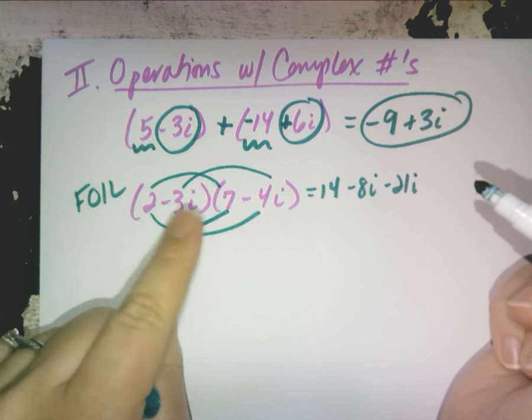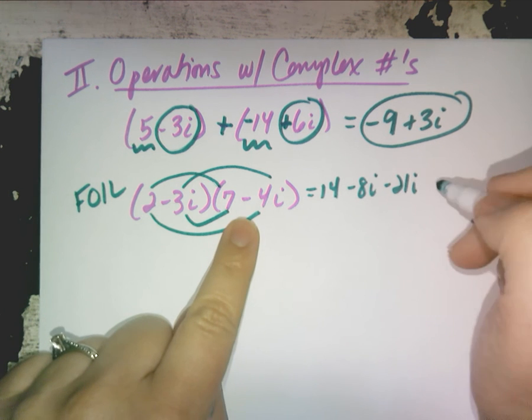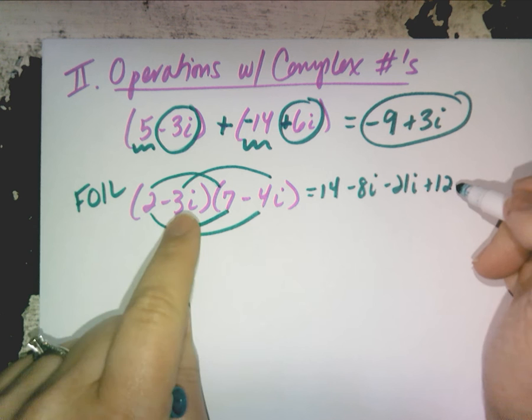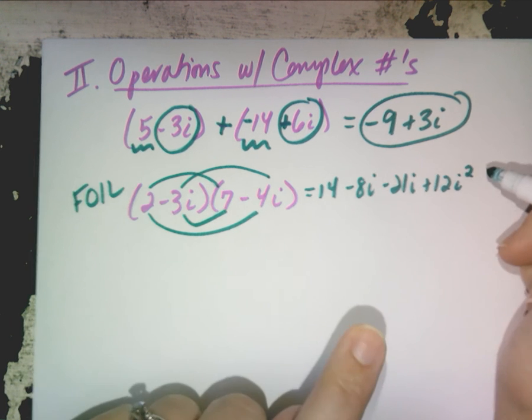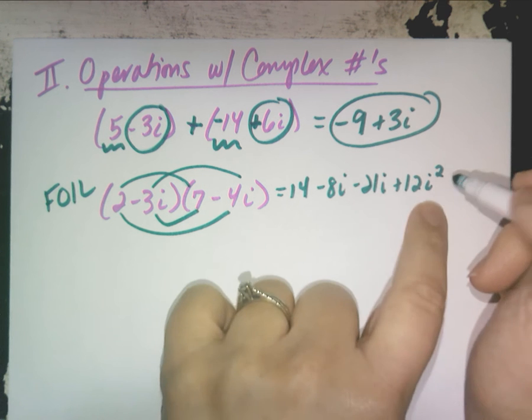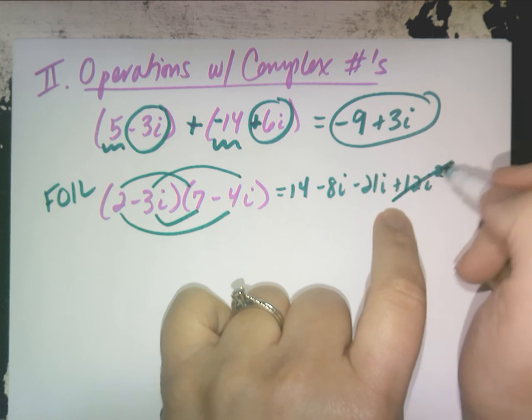Let's be careful here. Negative 3 times negative 4 is what? 12. What was i times i? What did we just say? i squared. And what is i squared? Negative 1. So let's call this instead negative 12.